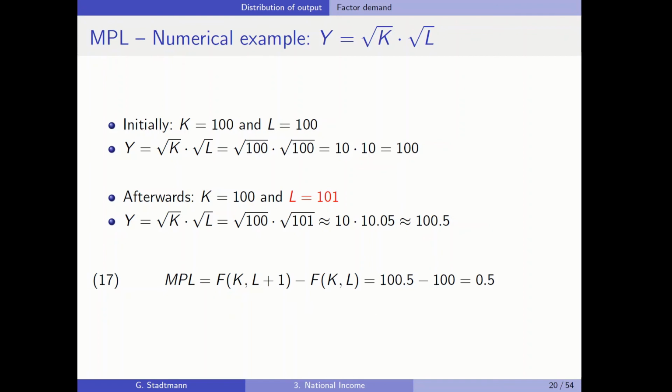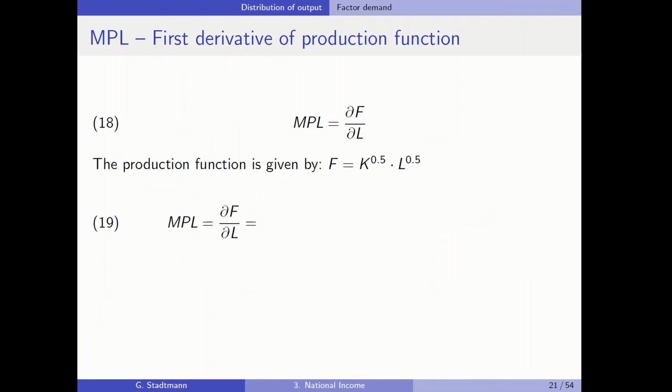Of course, when you already had a class in microeconomics, you also know that the marginal productivity of labor is like the first derivative of the production function with respect to labor. So marginal productivity of labor is equal to the first derivative of the production function with respect to labor. The production function is given by this relationship here.